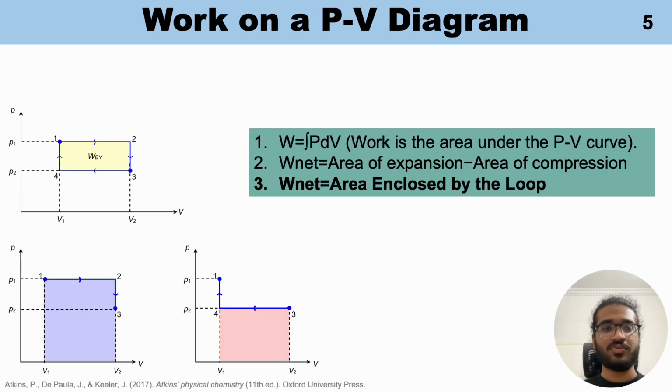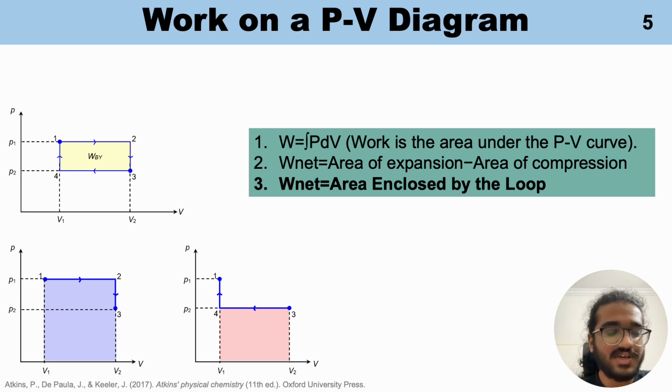When we move on to work on a PV diagram, we can see that when we integrate the pressure, the work done is the area under the PV curve. So the net work is equal to the area of expansion minus the area of compression of the process, where the net work is equal to the area enclosed by the curve.